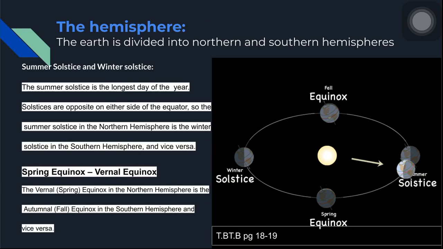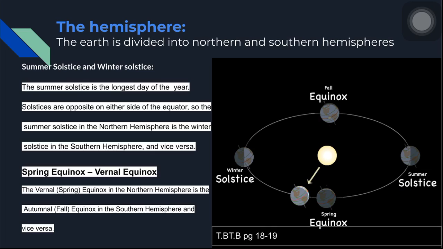Earth has seasons because its axis is tilted. Earth rotates on its axis as it orbits the sun, but the axis always points in the same direction.